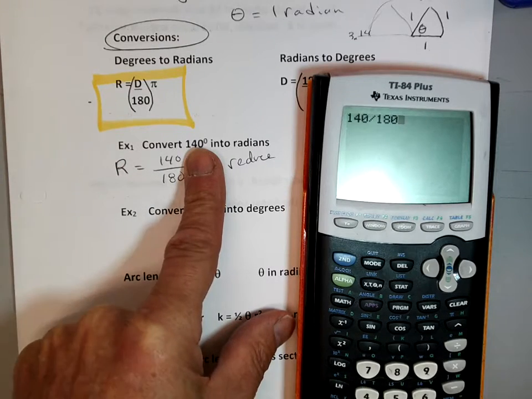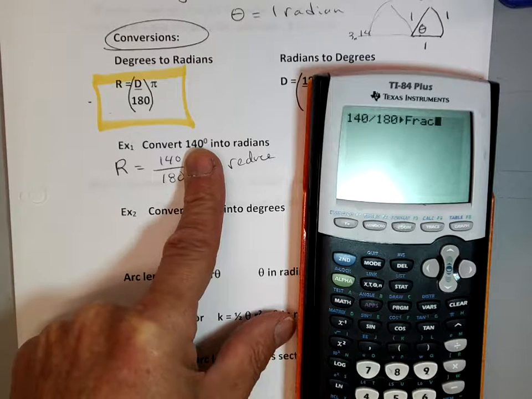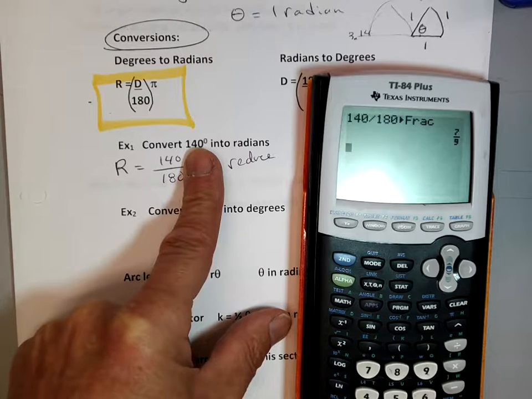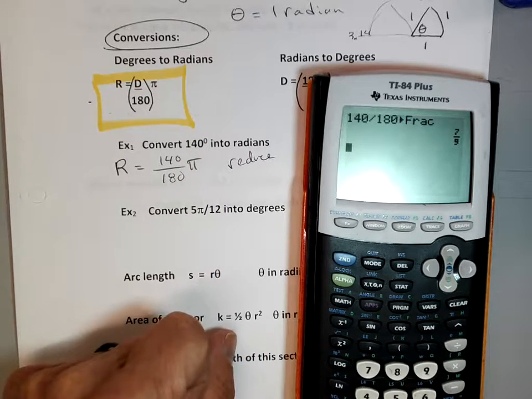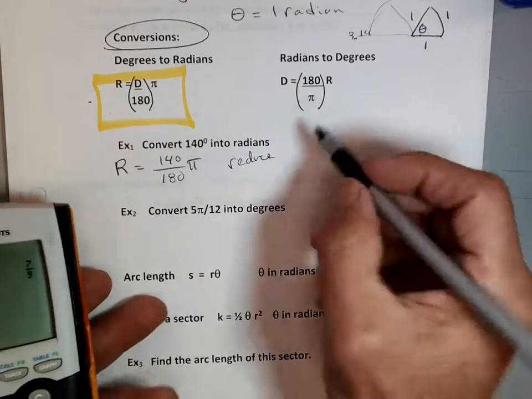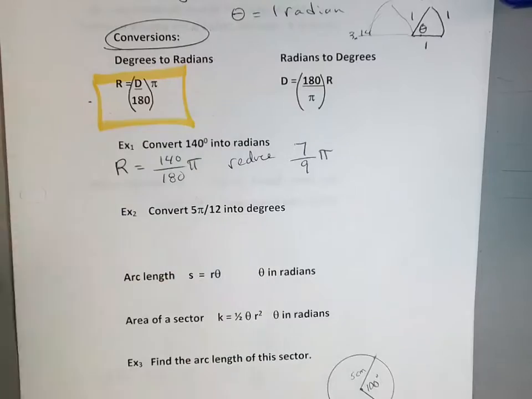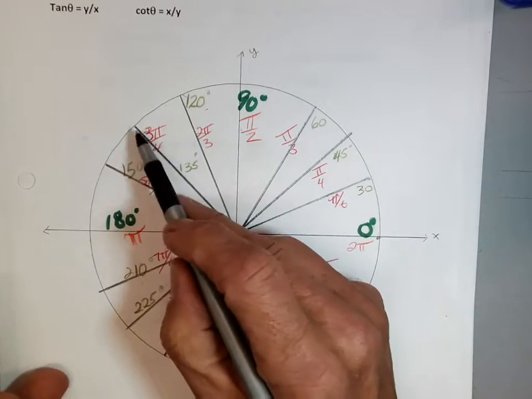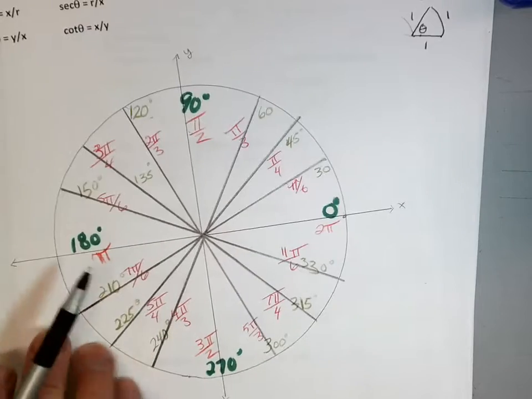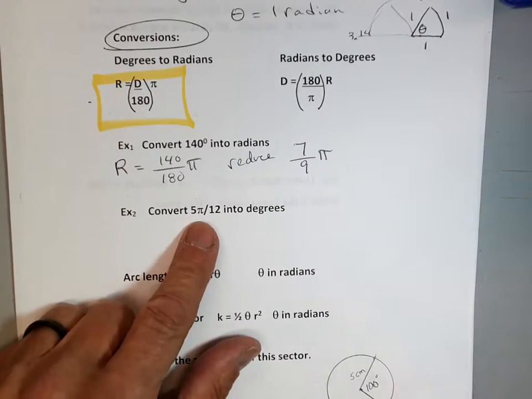But if not, I go to Math, highlight fraction, and it will reduce my fraction for me. So 140 over 180 is 7/9 pi. Isn't that nice? So it becomes just 7/9 pi. On the unit circle, it's right around here somewhere, right? 7/9 pi.